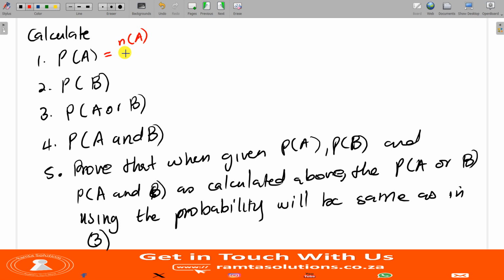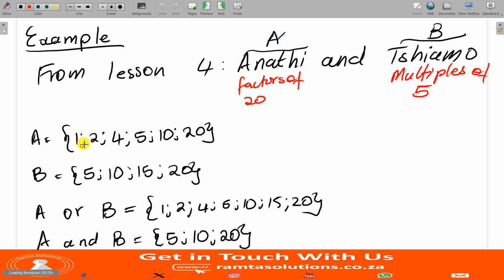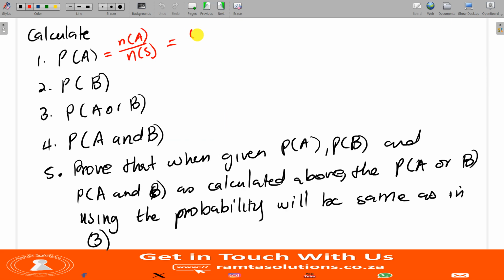The probability of A is the number of outcomes of A over its sample space. If you recall, the sample space was 20. Now we have 1, 2, 3, 4, 5, 6, so we have 6 items, which is 6 over 20. This simplifies to 3 over 10. Now the probability of B is the number of outcomes of B over the sample space. It was 4, so it's 4 over 20, which simplifies to 1 over 5.